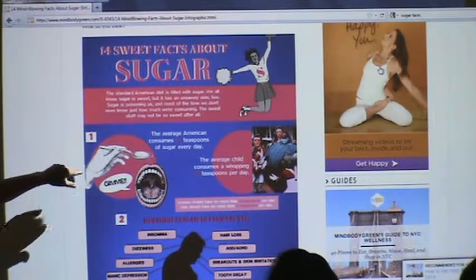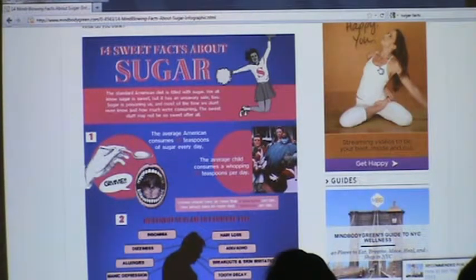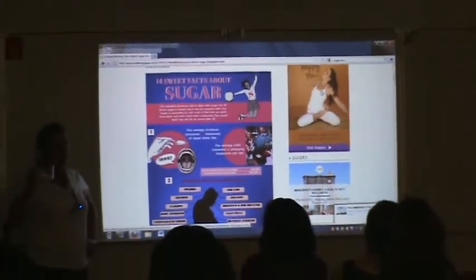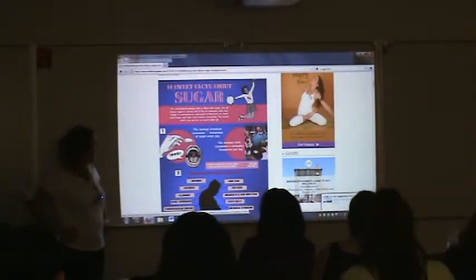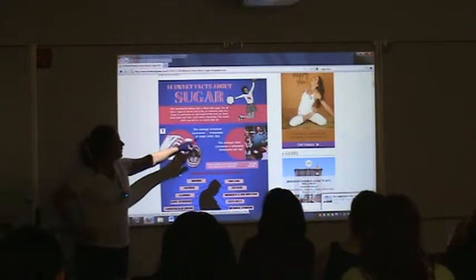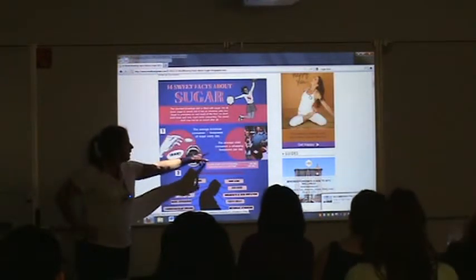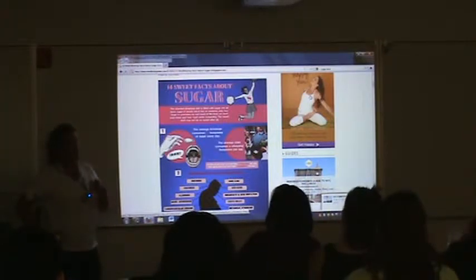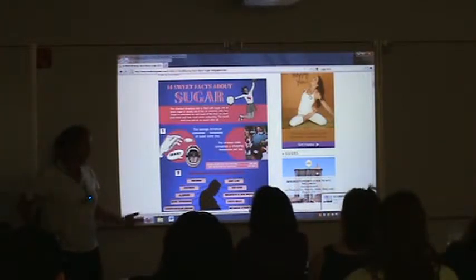So number one, the average American consumes 22 teaspoons of sugar every day. Less than this, because we had 18 and 16 and something. The average child consumes a whopping 32. So adults, the average American is 22 teaspoons, and a child is 32 teaspoons a day. They don't even want kids to have juice now as they're growing up. It's right to water.